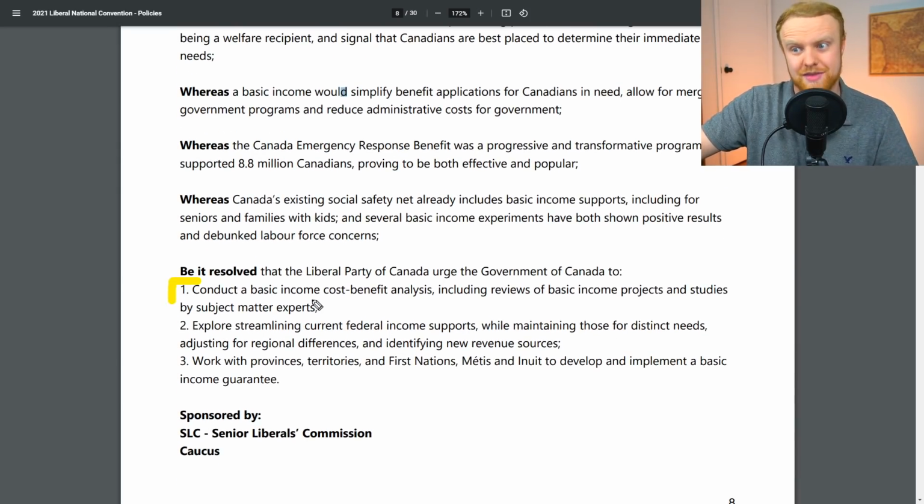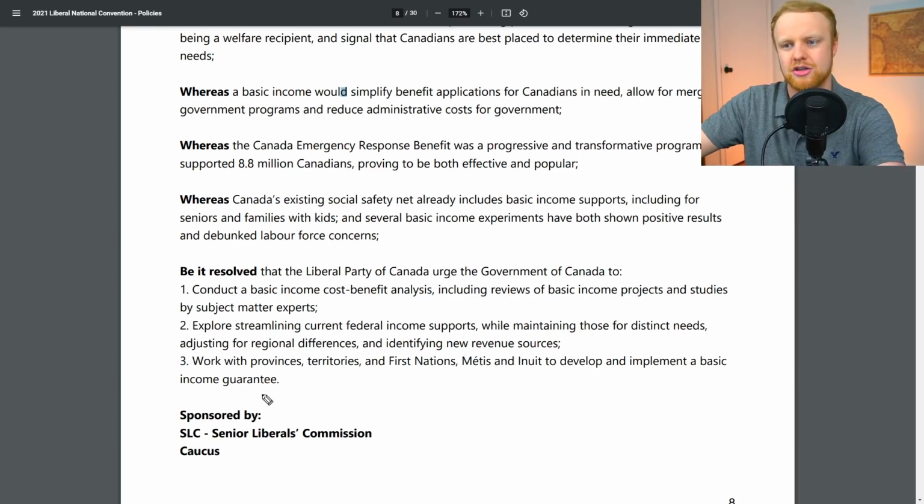Liberal Party to conduct a basic income cost benefit analysis, including reviews of basic income projects and studies by subject matter experts, explore how they can streamline these federal income supports, and work with provinces, territories, First Nation, Métis, and Inuit to develop and implement a basic income guarantee. So this is what this resolution is trying to promise.